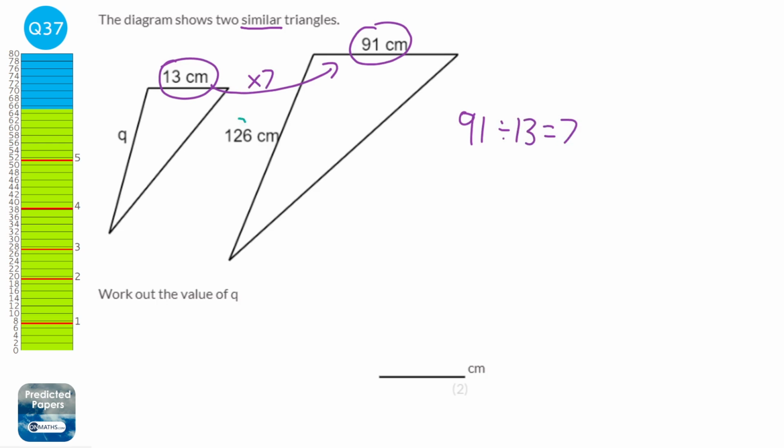Now here we've got a problem because we're actually going from the big to the small. And when we go the opposite way around, so instead of times 7, we're going to divide by 7. So on our calculator we do 126 divided by 7, and we get the answer 18.